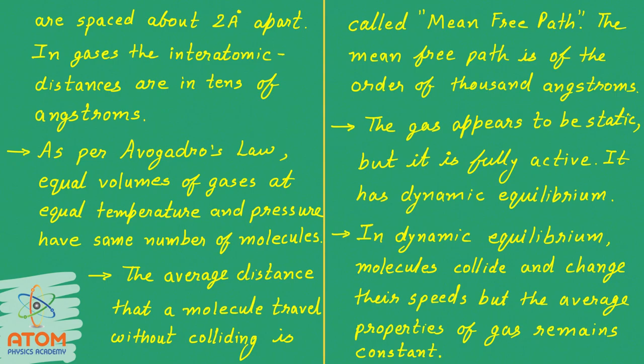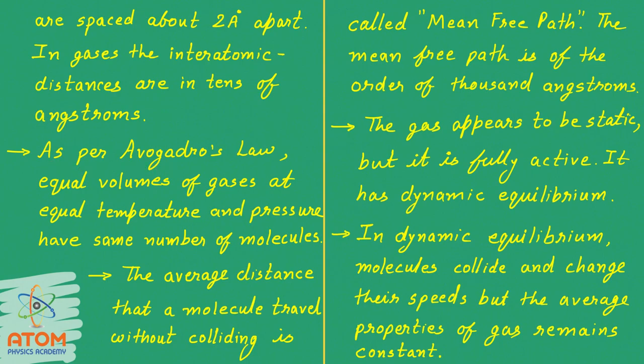So in gases, the interatomic distance between atoms is quite large. It is of the order of some tens of angstrom. That means it can be 10 angstrom or 20 angstrom or 30 angstrom and so on. That type of large distance is there in case of gases. But in solid and liquid, the distance is nearly 2 angstrom or so on.